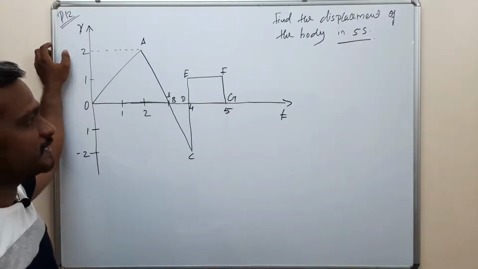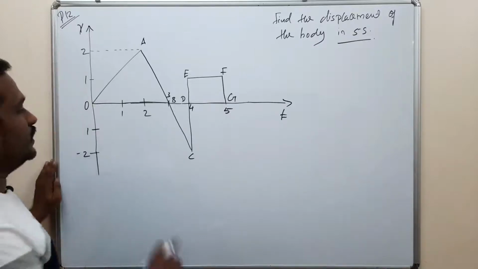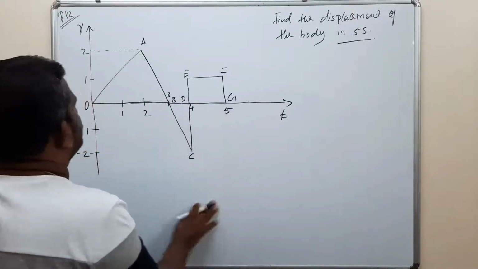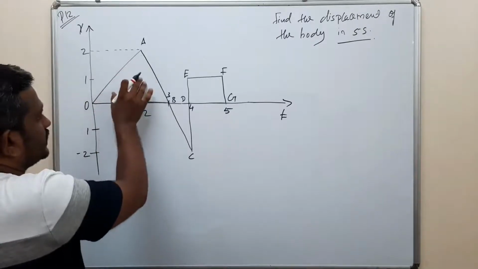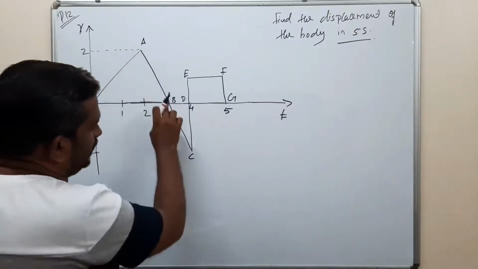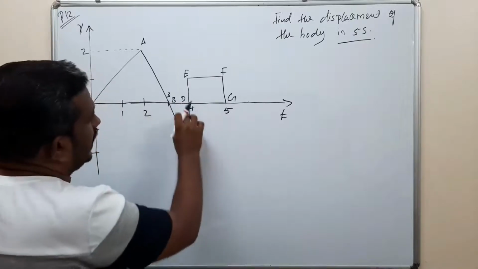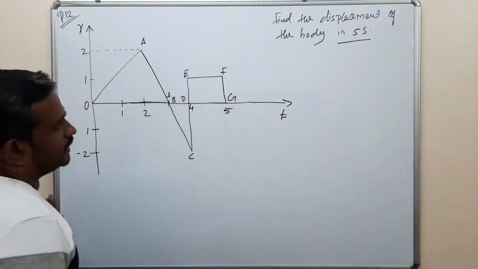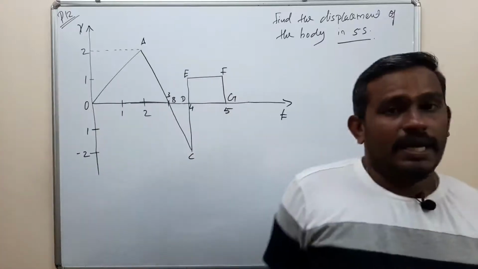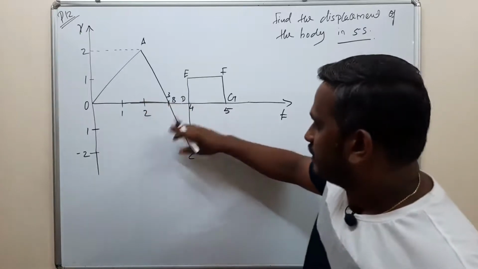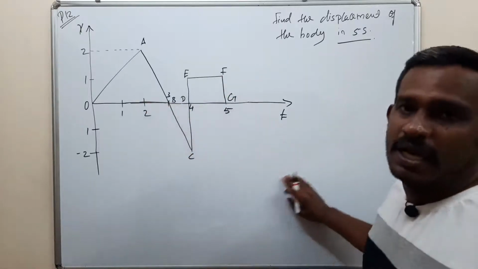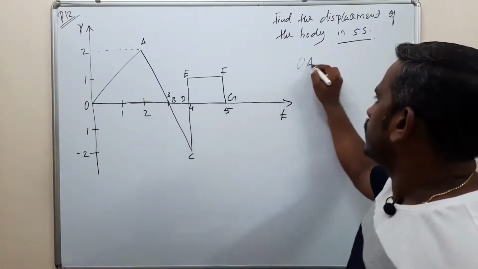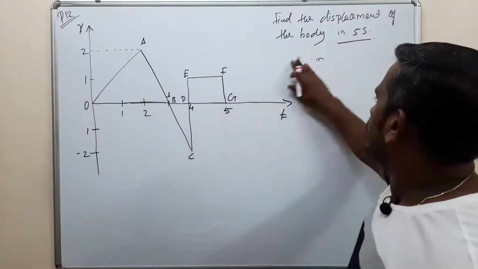Displacement. So we have to find the displacement traveled by the body in 5 seconds. So the area under the triangle OAB, the triangle BCD, and the rectangle DEFG. The total area under these triangles and the rectangle will give the displacement traveled by the body. First consider the triangle OAB.